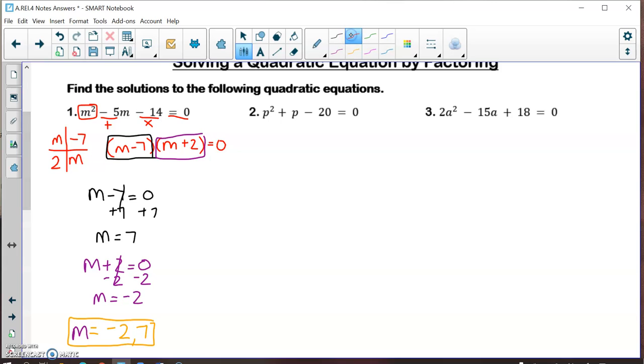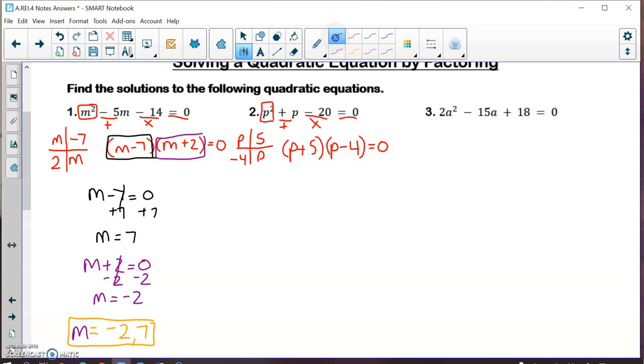Number 2, again we have a quadratic trinomial with a coefficient of my first term being 1. So this is another box method problem. We take our p squared, we split it up evenly. I need two numbers that when multiplied together equal -20, but when added together equal +1. That's going to be a +5 and a -4. And so now I'm going to write my binomials as p plus 5 times p minus 4, and we can't forget the equals 0.